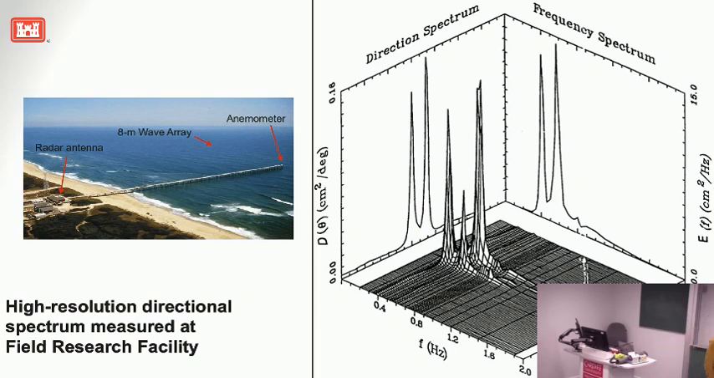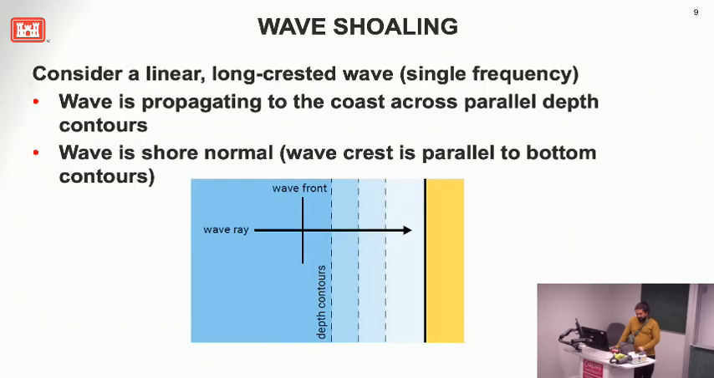If you look at one of the sample examples of the spectrum, but this time not just in frequency space, also in directional space, you can see waves are coming from different directions with different frequencies. So that's the complication of the issue. Some very basic things about what's happening to the waves.